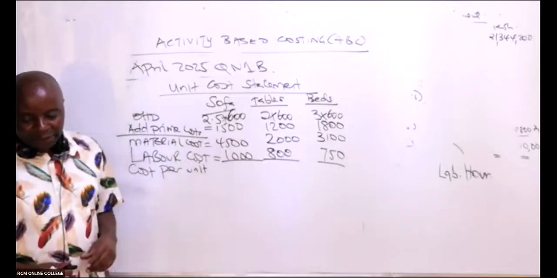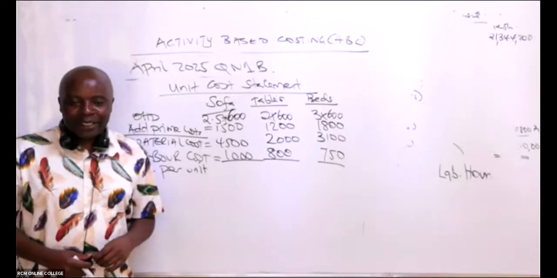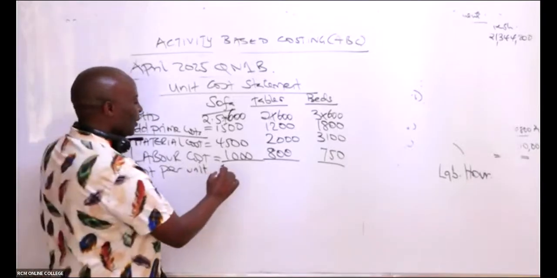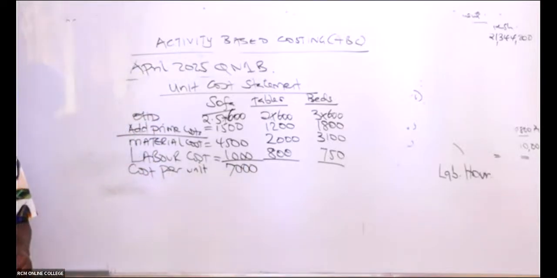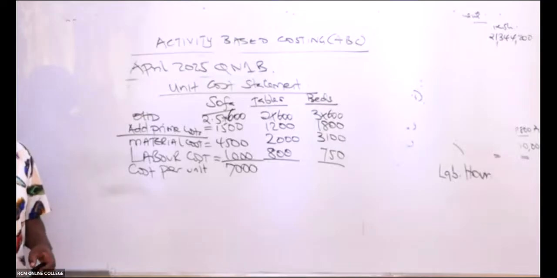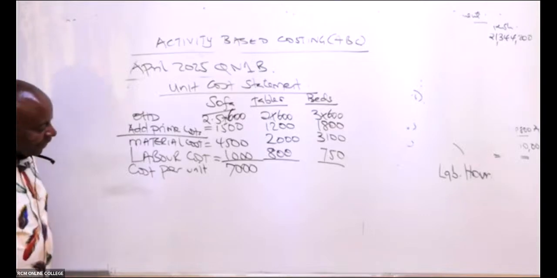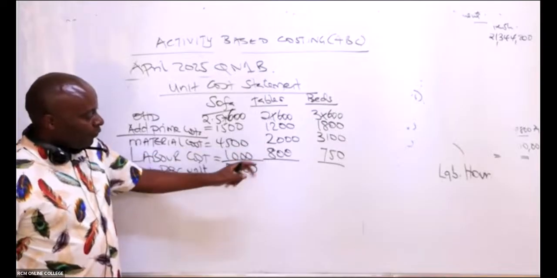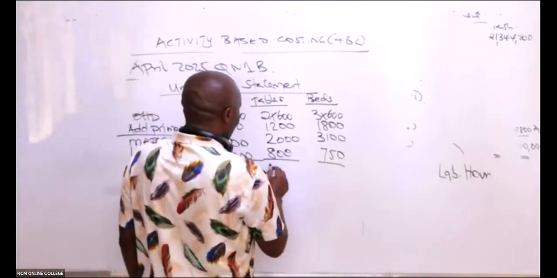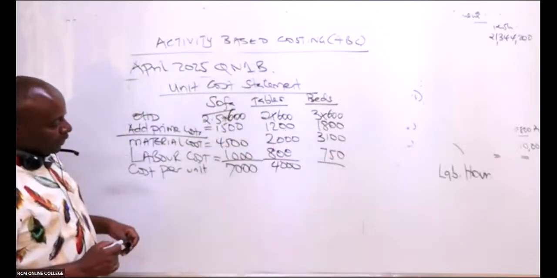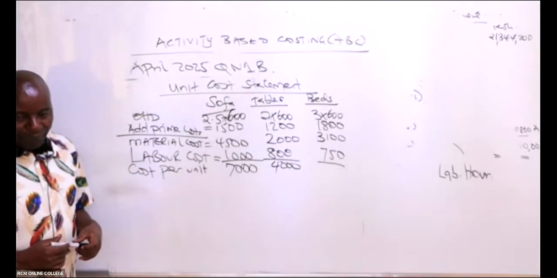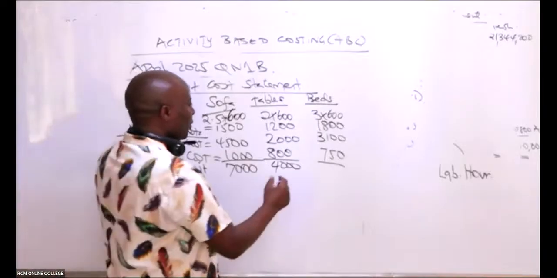We write an answer. The first one is 7,000. We're getting 750, you must have missed a zero. 7,000, okay. The second one will be 1,200 plus 4,000. The third one, 1,800 plus 3,100 plus 750, which is 5,650.